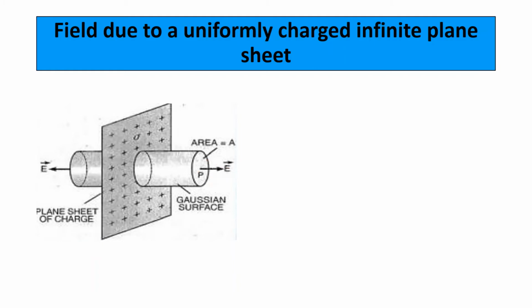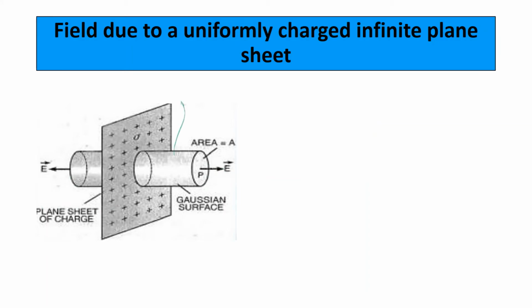What will be the electric flux through these two end faces? Normal to this face will be in the same direction. Therefore, flux phi is equal to E dot A, because cos 0 is 1. Since you have two faces, the total flux will be 2 times EA.